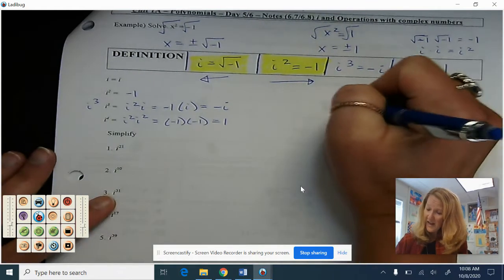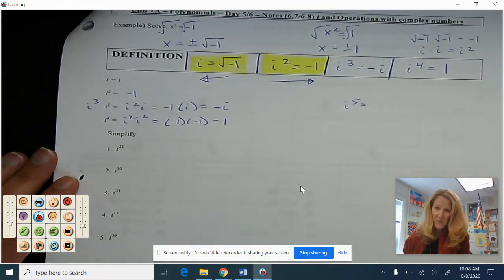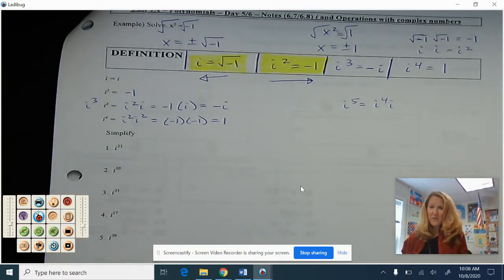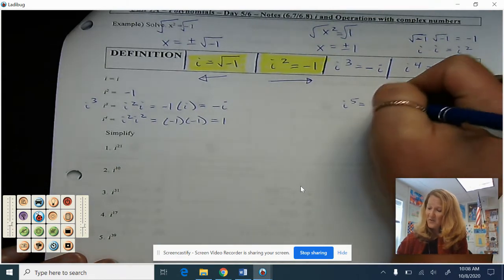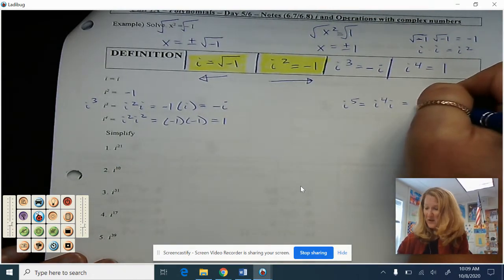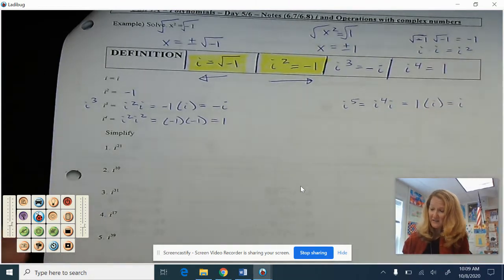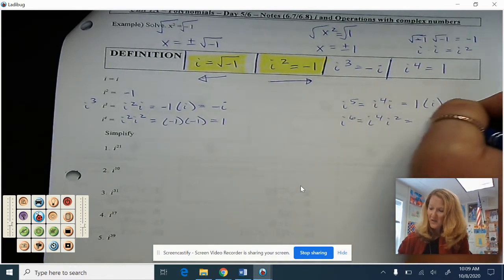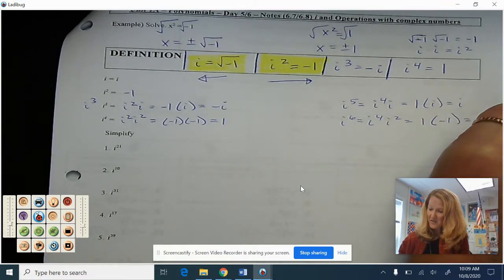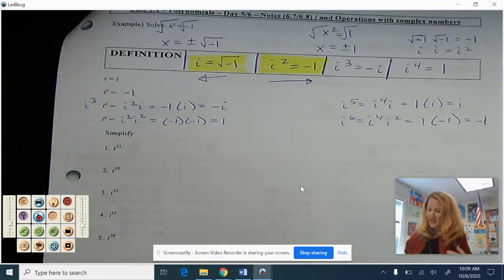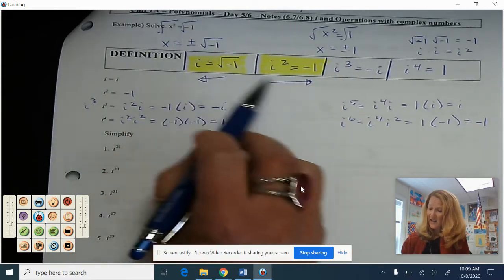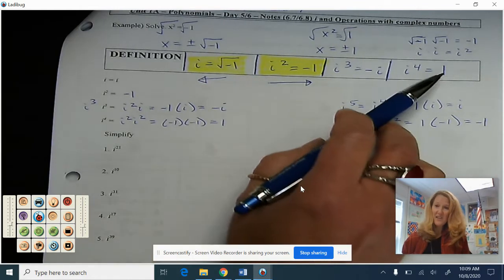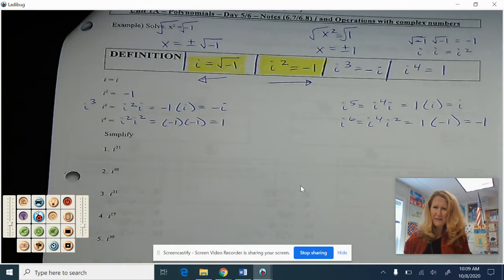And if you think about it, i to the 5th, which I don't ask you for, that would be i to the 4th times i. So if you can look at your groups of i to the 4th, that's really helpful, because i to the 4th is just 1. So you have 1 times i, so that's i. Okay, and then if you do i to the 6th, you would have i to the 4th times i squared. So it's going to be 1 times -1, or just -1. And then it keeps circling. Okay, so here i to the 5th is i, i to the 6th is -1, i to the 7th is going to be -i, i to the 8th is just 1. I hope I said that right. It's a lot of talking.